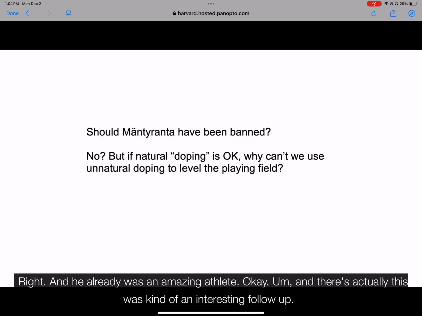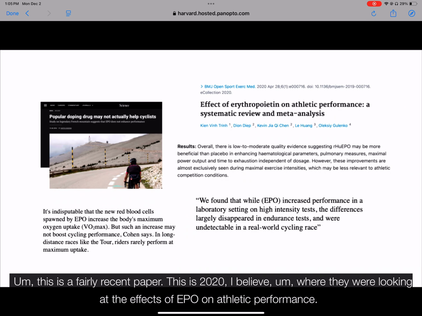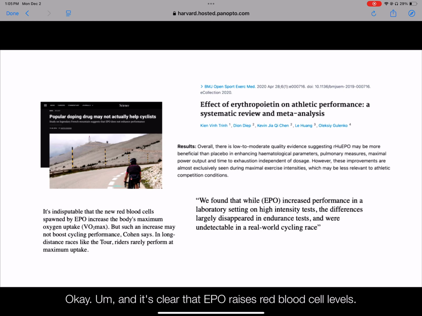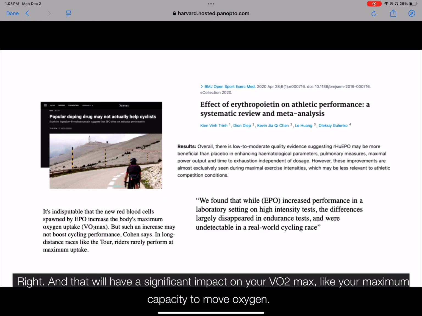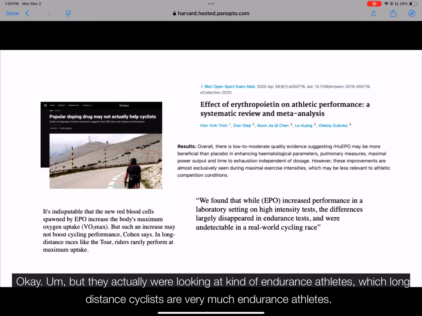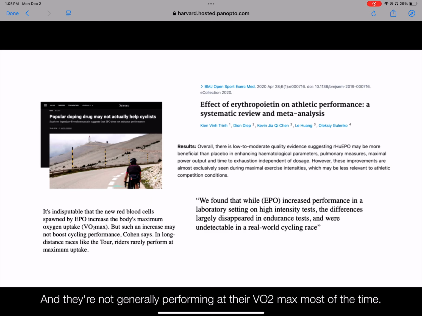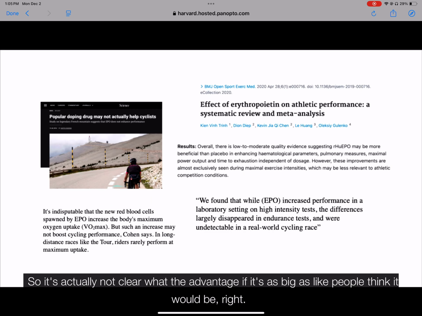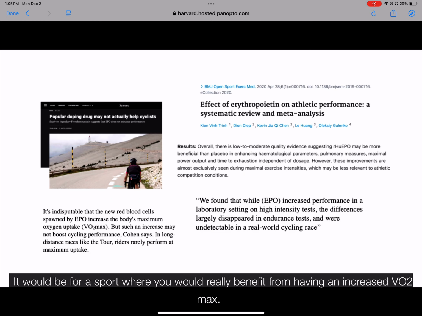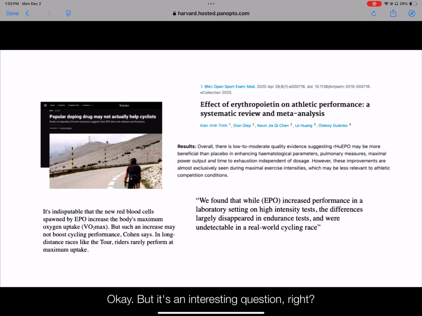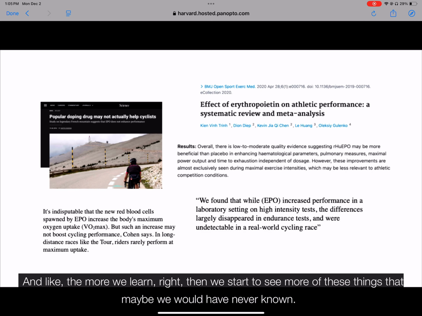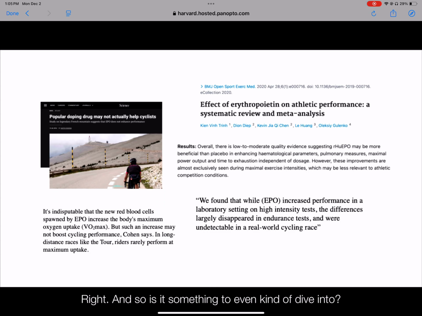And this was kind of an interesting follow-up. This is a fairly recent paper, from 2020, I believe, where they were looking at the effects of EPO on athletic performance, okay? And it's clear that EPO raises red blood cell levels, and that will have a significant impact on your VO2 max, your maximum capacity to move oxygen. But they were looking at endurance athletes, which long distance cyclists very much are, and they're not generally performing at their VO2 max most of the time. So it's not clear whether the advantage is as big as people think it would be, as it would be for a sport where you would really benefit from having an increased VO2 max, okay? But it's an interesting question, right? The more we learn, we start to see more of these things that maybe we would have never known. So is it something to even dive into?